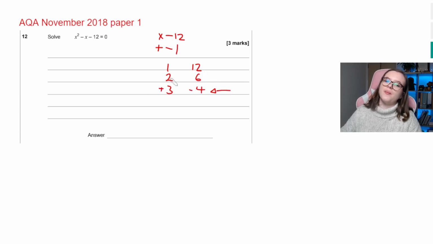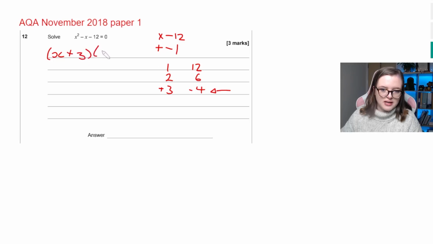Then that lands us on minus 1. Okay, and then let's put them in our brackets. So then we get x plus 3 and x minus 4. Then from here equals 0. And then each of the brackets equal to 0. X plus 3 equals 0.